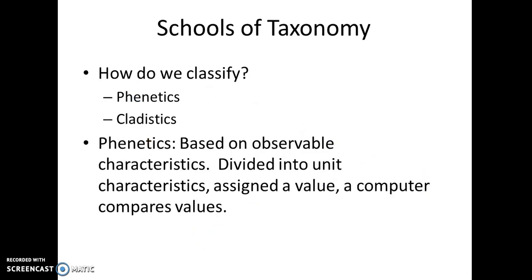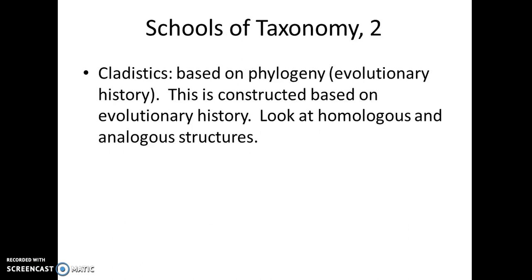So how do we classify organisms? There are two schools, not the universities or anything. You can't go to the University of Phenetics or University of Cladistics. No. So phenetics and cladistics. Now, phenetics is based on observable characteristics. Each characteristic is divided into unit characteristics. They're assigned a value. A computer compares the values and then gives you the evolutionary history of the organism. We don't use that. Instead, we have cladistics, which is based on phylogeny, which is evolutionary history. This is constructed based on evolutionary history.